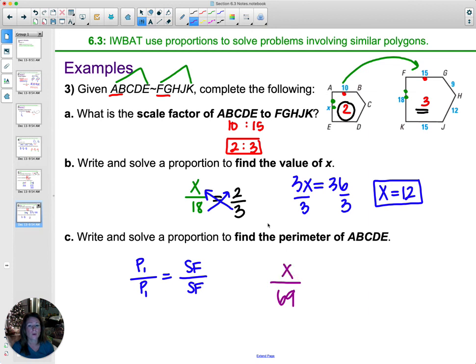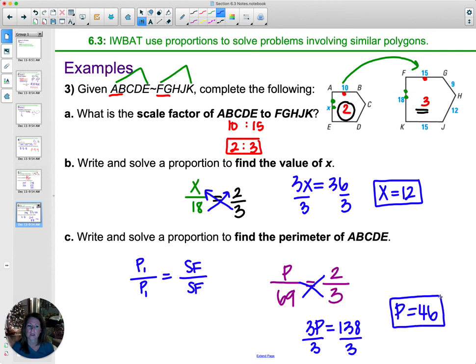We do not know the perimeter of the first one. I better not use x. We've already used x. So let's put p. So I do not know the perimeter of this left shape. I know the perimeter of the second shape is 69. And then that's going to simplify down to the scale factor, 2 to 3. So then I just need to cross multiply and divide. So we'll cross multiply here. We'll get 3p equals 138. Then we can divide by 3 on both sides. And what do we get? 46. So the perimeters will also simplify down to that scale factor.